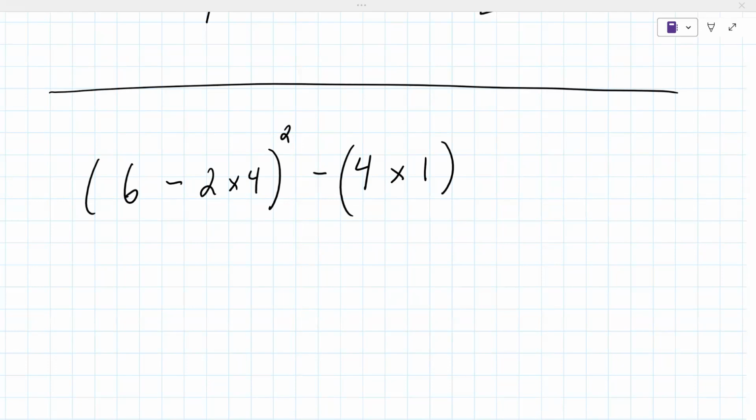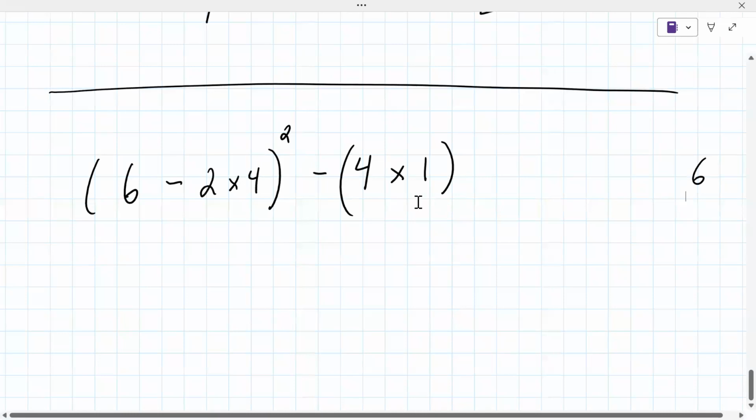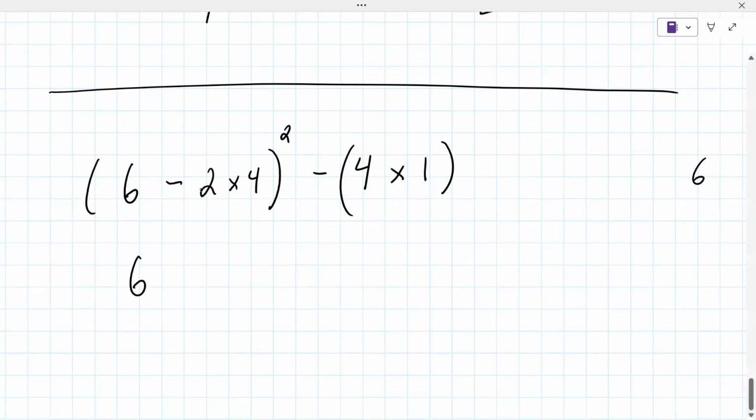Okay, I don't know if it's right, so I'm gonna go with 6. What did you do first? What I did first was in the parentheses first. So I did 6 subtract 2 times 4. Okay, so which do you do first, the subtraction or multiplication? The multiplication first. Okay, so what does that become? What is 2 times 4? 2 times 4 is 8.